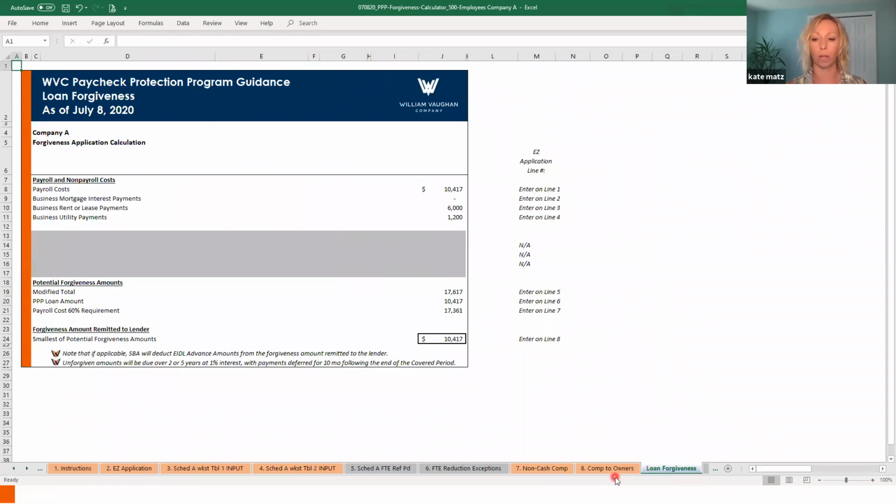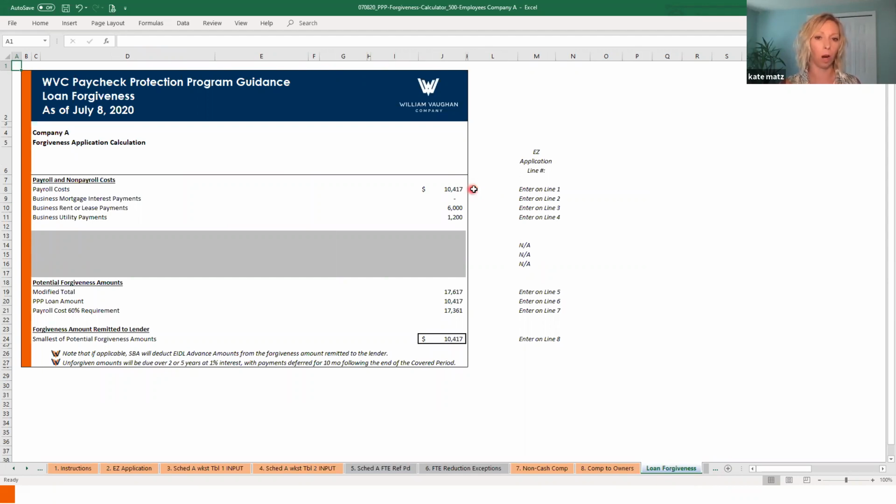the loan forgiveness, which is the bright blue. And again, the bright blue indicates that this is the output of everything that we've input, and it's actually going to show us if we've achieved full forgiveness or not. And it's going to provide us the information that we need to use to actually put on the application itself. So let's just take a quick look here at what we've got.